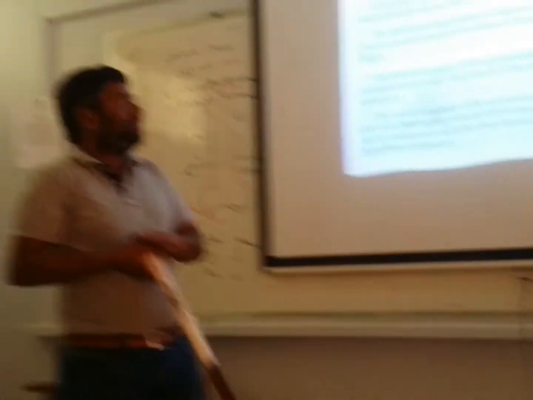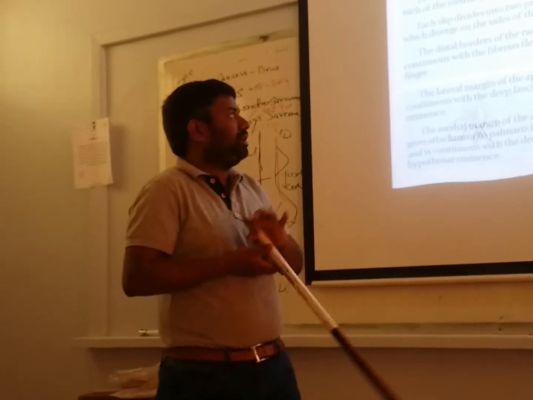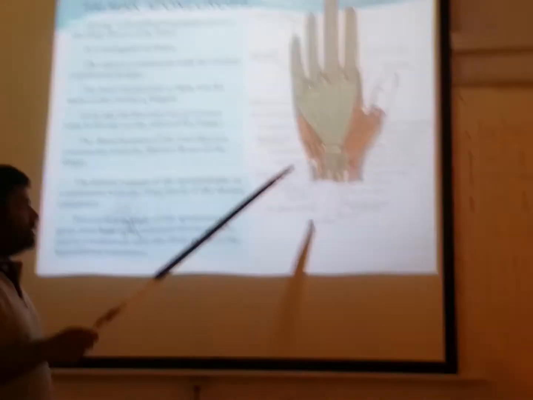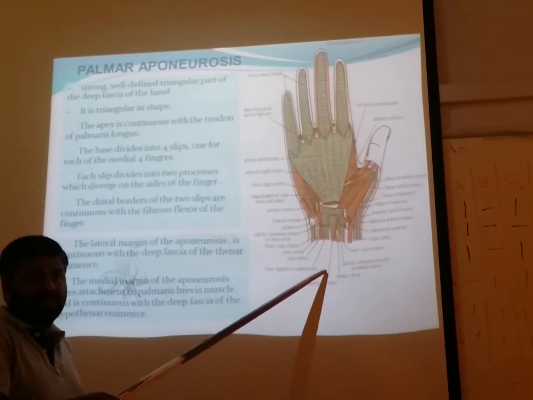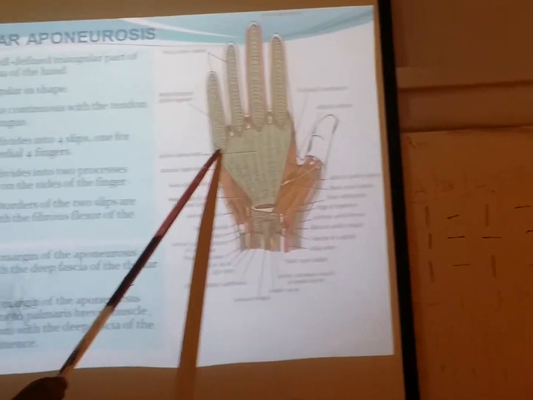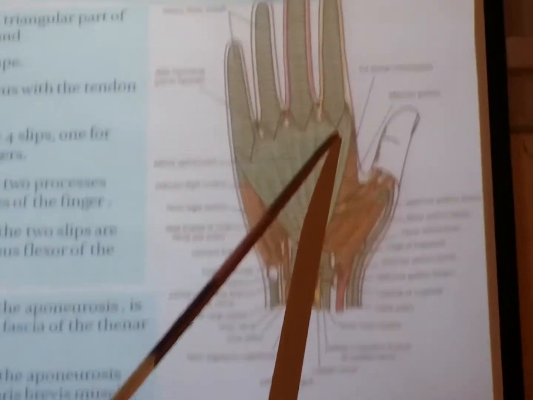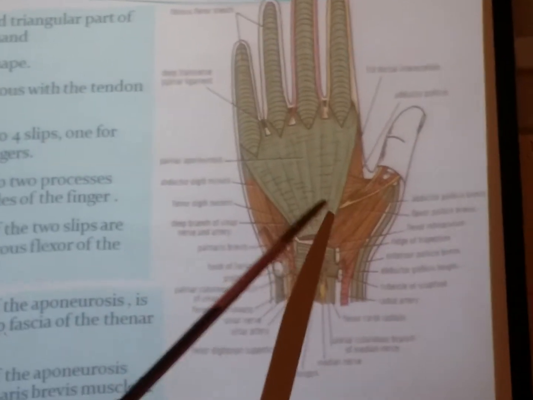Okay, the palmar aponeurosis. This is a very important structure in the palm, which is triangular shaped, the apex of which is towards the retinaculum, which is continuous with the tendon of the palmaris longus, whereas the base of this splits. See here, it is splitting, right? Splitting and then attached to the fingers. So that is the palmar aponeurosis.